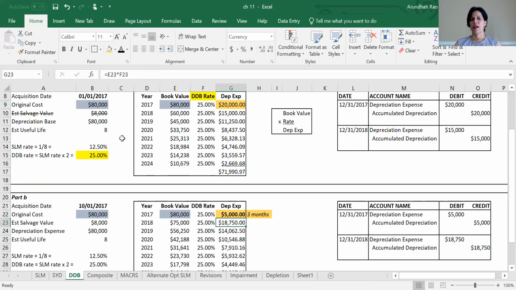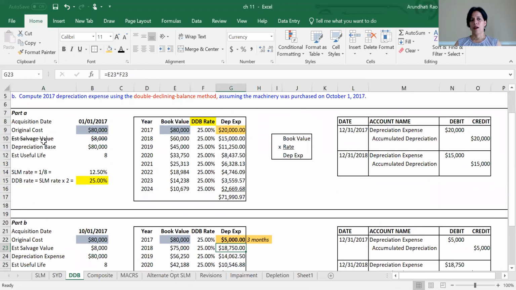Again, remember some of the basics. We are going to ignore the salvage value as we start our calculations in the double declining balance method. Calculate the rate of depreciation as 1 divided by the life, that's the straight line rate. Then see in your problem what type of declining balance you've been asked to use. In this case, it was double, so I multiplied by 2.